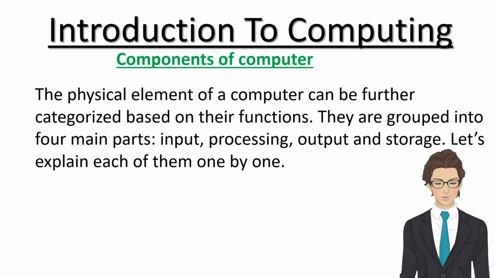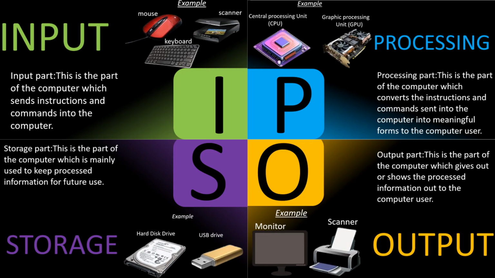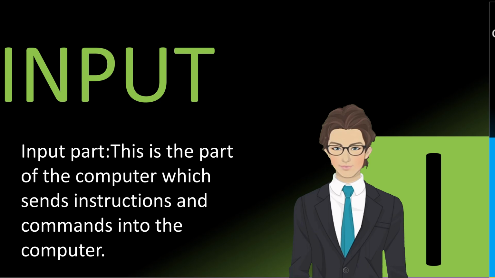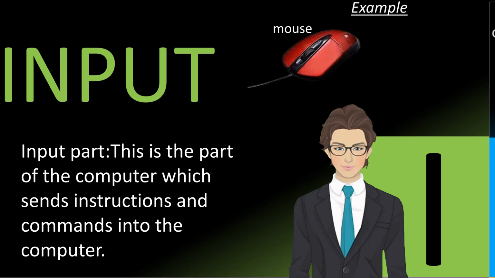The physical elements of a computer can be further categorized based on their functions. They are grouped into 4 main parts: input, processing, output, and storage. Let's explain each of them one by one. Now, the first part, input part. This is the part of the computer which sends instructions and commands into the computer. Example, mouse. Could anyone give us examples again?